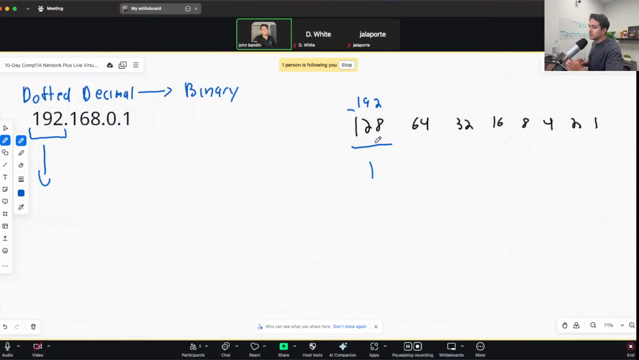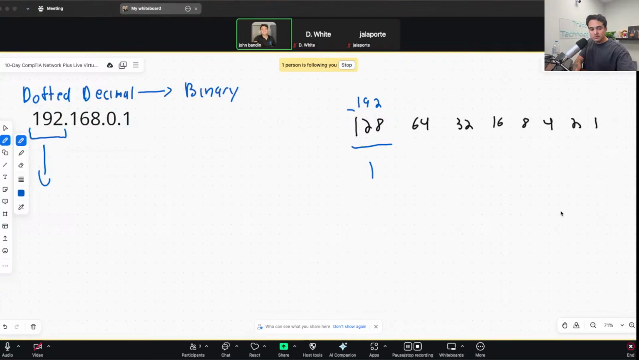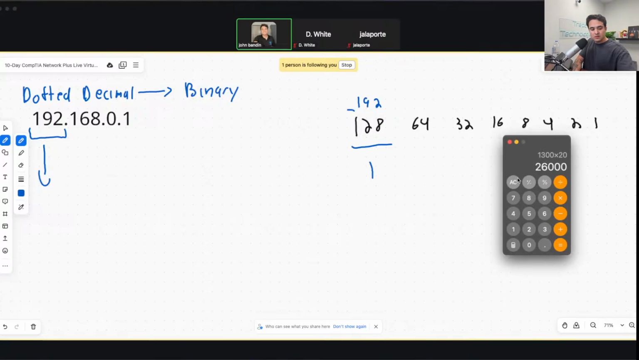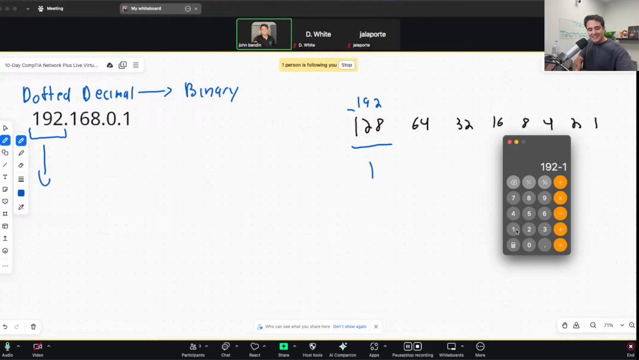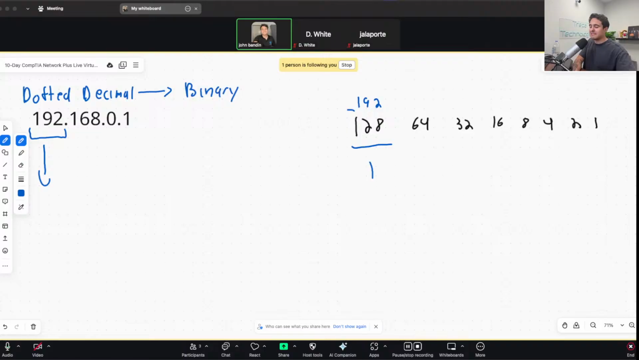So, math in public, don't judge me. What is 192 minus 128? 64. I should have known that. My goodness. Okay, I've been doing network engineering long enough.